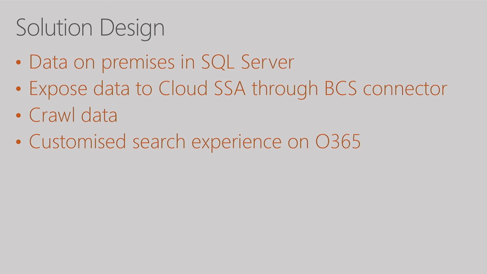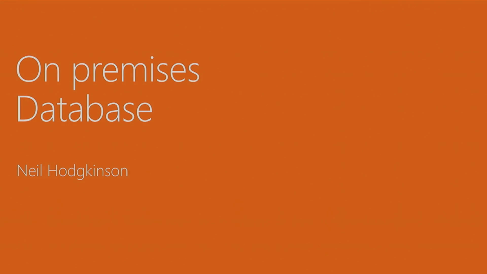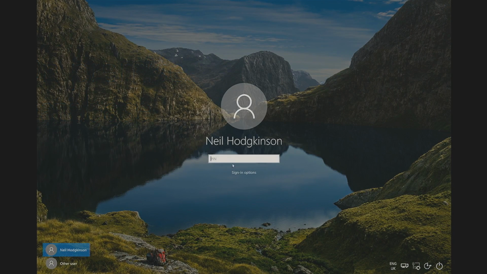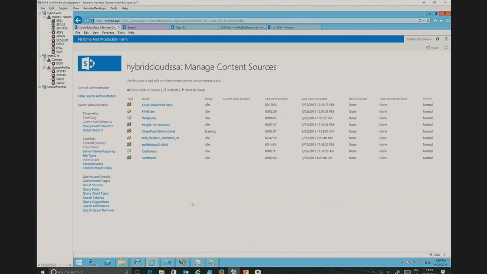I've got an on-premises database running in SQL Server. I've already used the Cloud SSA to crawl it. And then we're just going to look at how we can expose that information in those same scenarios we saw earlier. So if my machine will come back to life. And this is very simple. All I'm doing here is taking a custom database. Okay. So I have a content source, which is this customers one here.